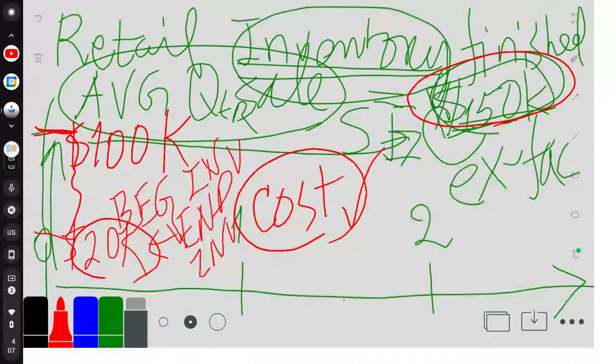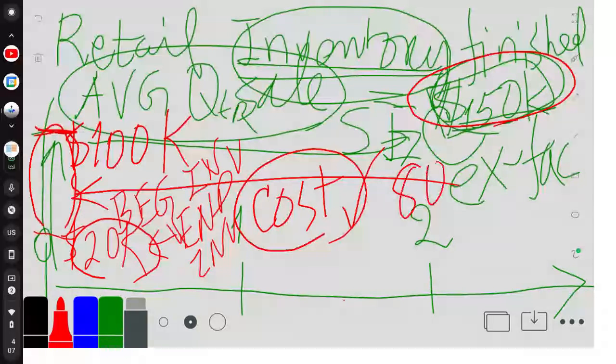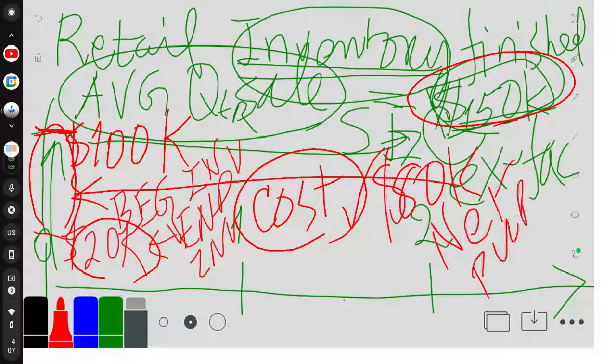So what do we have to do? We'll have to replenish or stock up this gap, which is 80K. Isn't that right? That 80K is called, what is that called? That's called net purchase. That's called net purchase. What does that mean? It's literally, we have to order. We'll have to order from our supplier, right?